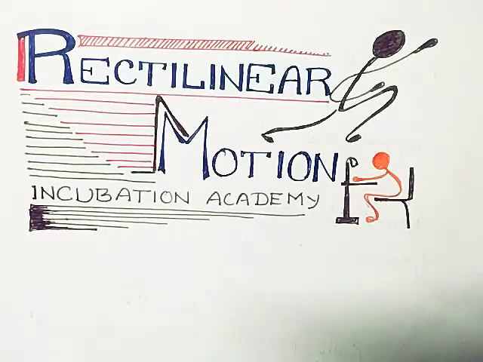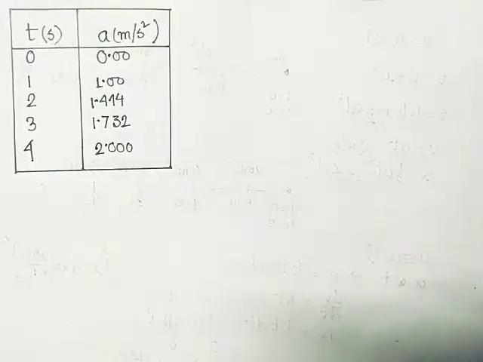Rectilinear motion part 20, Incubation Academy. In this video we get some data or tables about the acceleration and time. From the data we try to understand the relationship between them. After that we try to find out the velocity and displacement of the particle at a time 4 seconds after starting. Let us see.